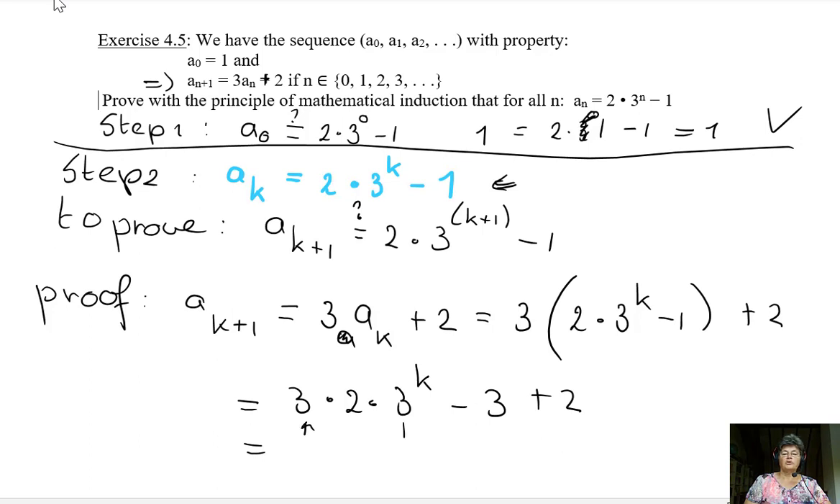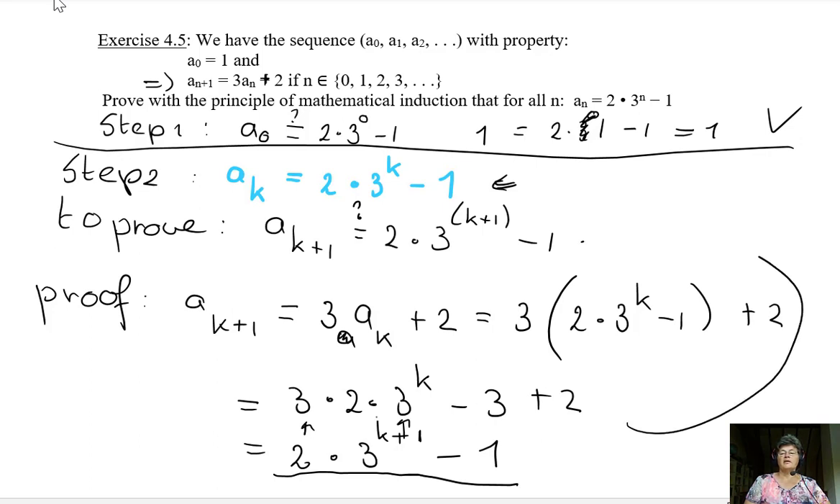And now we see 2 times a 3 here, so I can put the 2 up front and then have the 3 inside the 3 to the power of k, and that becomes 3 to the power of k+1. Minus 3 plus 2 will make minus 1. And we're already done. Look, 2 times 3 to the power of k+1 minus 1. That's exactly what we needed to prove. So done. So this was an easier proof than the previous exercise. Just remember, step 1, step 2, then nothing can go wrong.